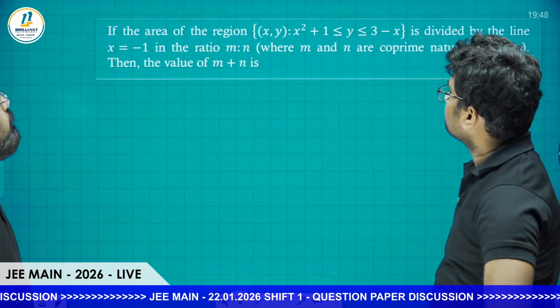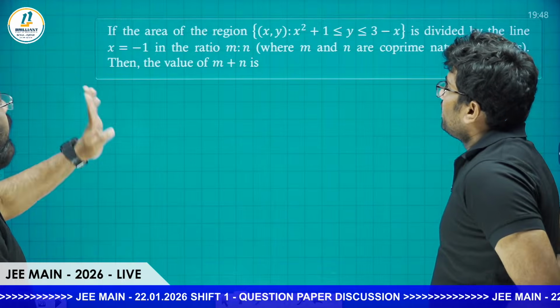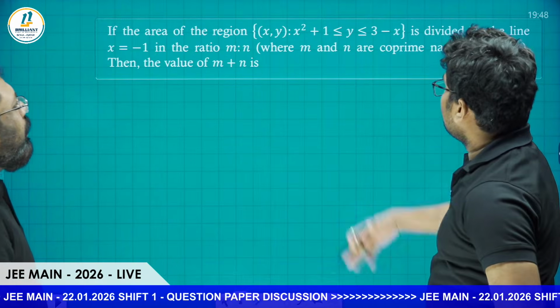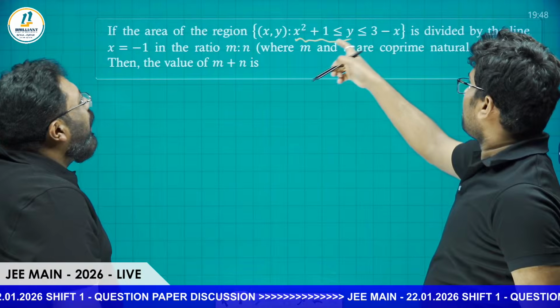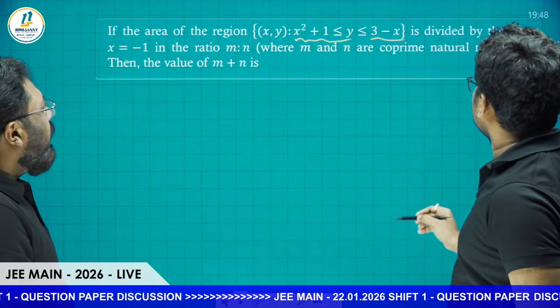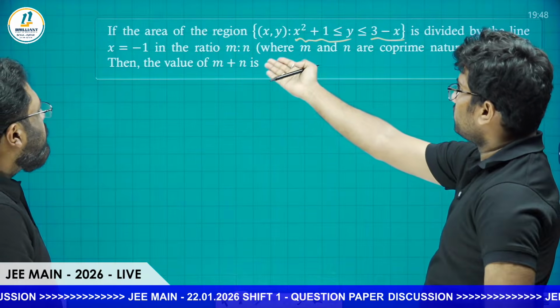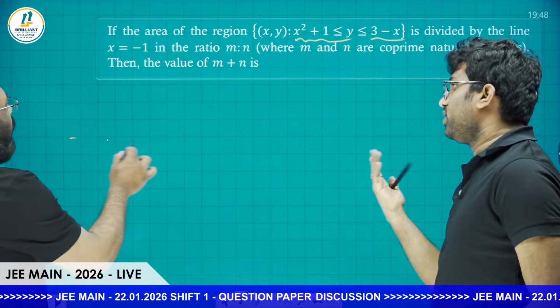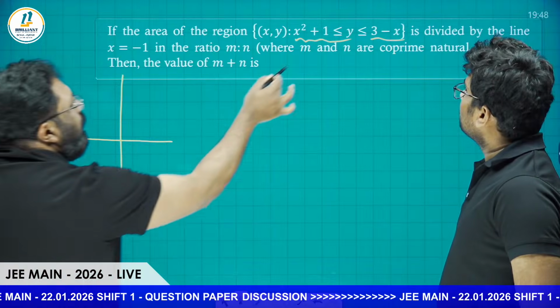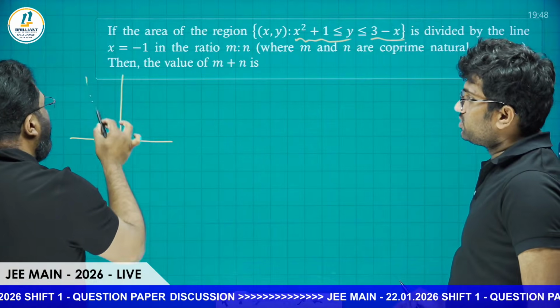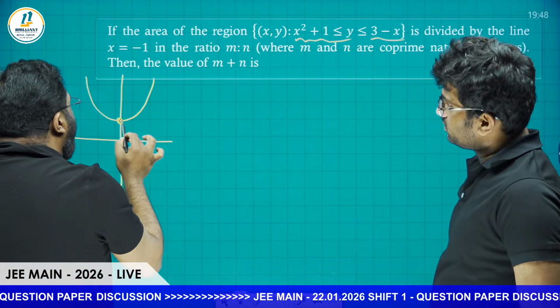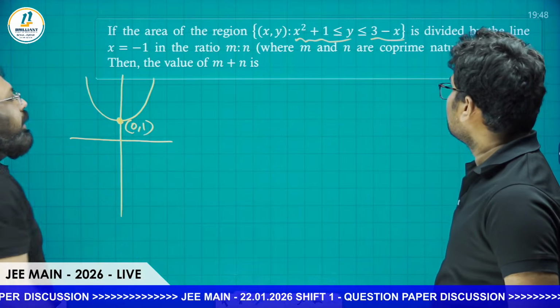True, sir. Okay. Here, area of the region: they have given y equals x squared plus 1, a parabola, and the straight line y equals 3 minus x, divided by another line x equals minus 1 in the ratio m is to n. Then find the value of m and n. If we draw the graph, it's a parabola, definitely with vertex 0, 1, shifted 1 unit up.